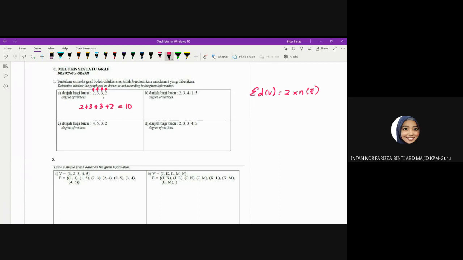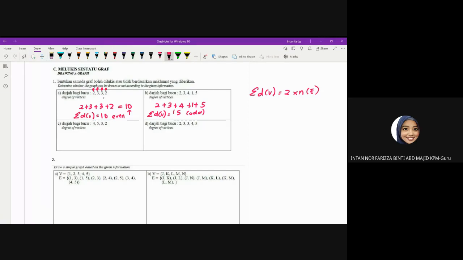Okay, now on this question, B, we're going to find the sum. 2 plus 3 plus 4 plus 1 plus 5, total is 15. So let's look at the first answer. This is an even number, and this is an odd number. And when you find the sum here, that means you are actually finding the summation of the degree for the vertices. This one also same thing. Sum of degrees equals 10.